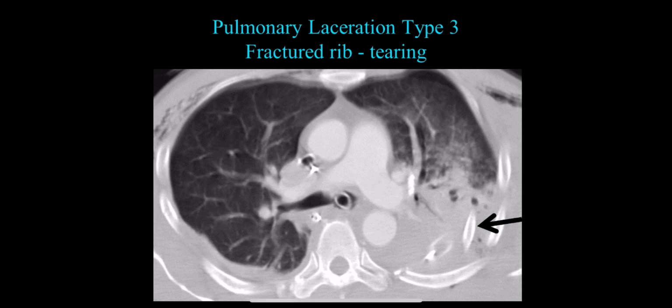Type 3 is from actual tearing mechanism, typically from a fractured rib, as in this case we see a rib puncturing the lung, and we see extensive pulmonary laceration in the left lung. Another finding on this one that you want to recognize is the endotracheal tube tip is in the left main bronchus.